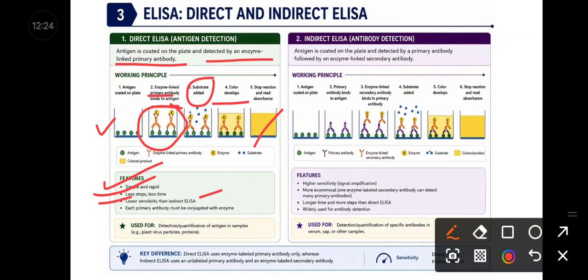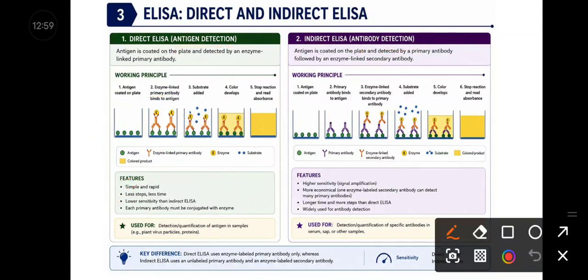Then each primary antibody must be conjugated with enzyme. This is also important, because if some primary antibodies are not conjugated, it will not properly give the result. So this is about the direct ELISA. Next, the second type is indirect ELISA. This direct ELISA is for antigen detection, whereas this indirect ELISA is for antibody detection.